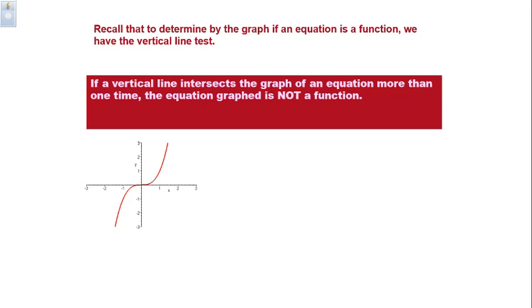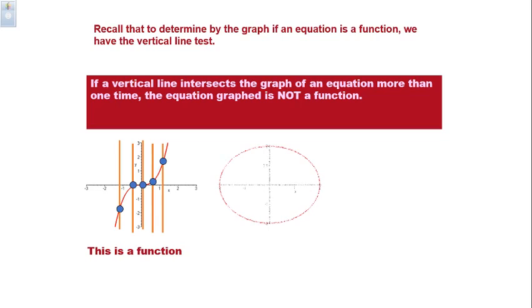Now, remember, we only need to use the horizontal line test if we already know that the graph is a function. If the graph is not a function, it can't be a one-to-one function because it has to be a function to be a one-to-one function. This graph here that we have, the graph of x cubed, every time I draw a vertical line through the graph, it crosses it exactly once, no more than once. So this is a function.